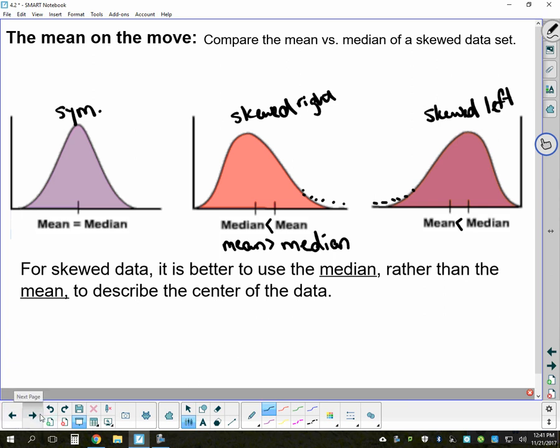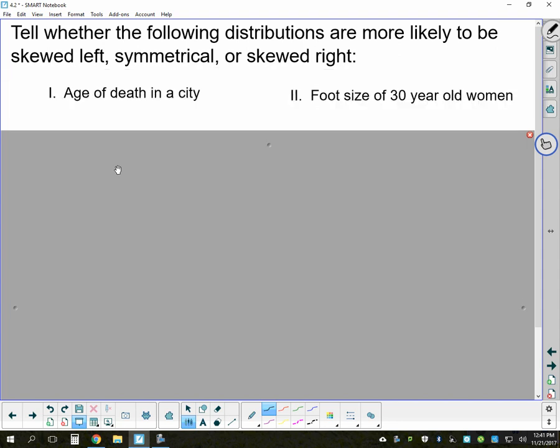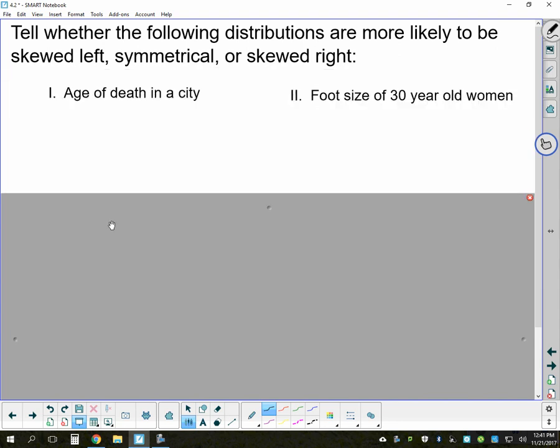Okay. Tell whether the following distributions are more likely to be skewed left, symmetrical, or skewed right. So let's talk about the age of death in a city. Okay, well, generally you'll find that people don't die when they're young. Of course, you have instances where it does happen, but in general, when people are dying, they're generally older. They're going to be more elderly, and that's a good thing, right?